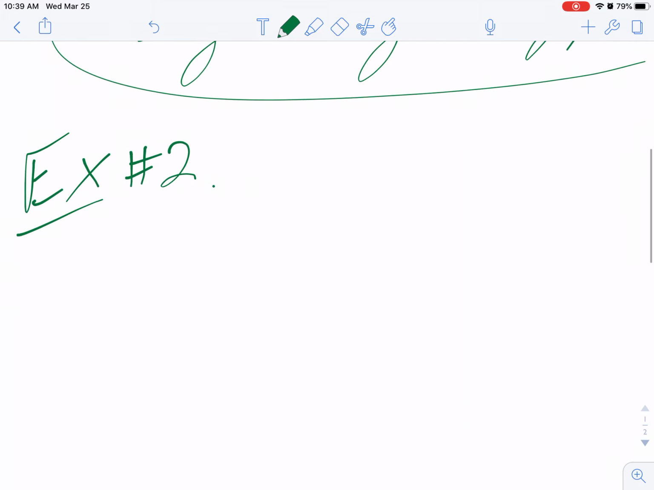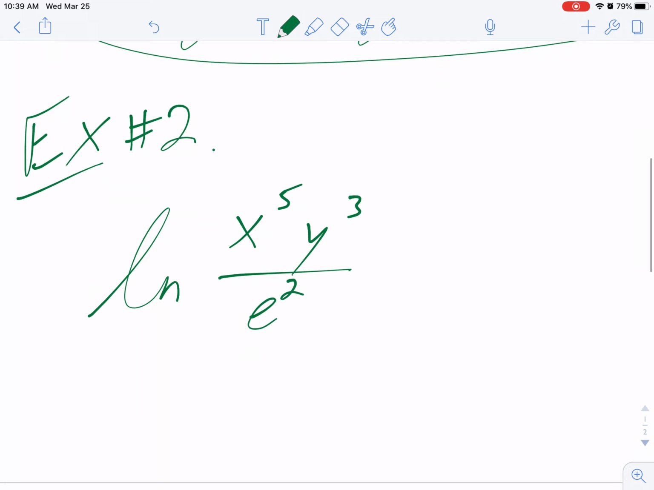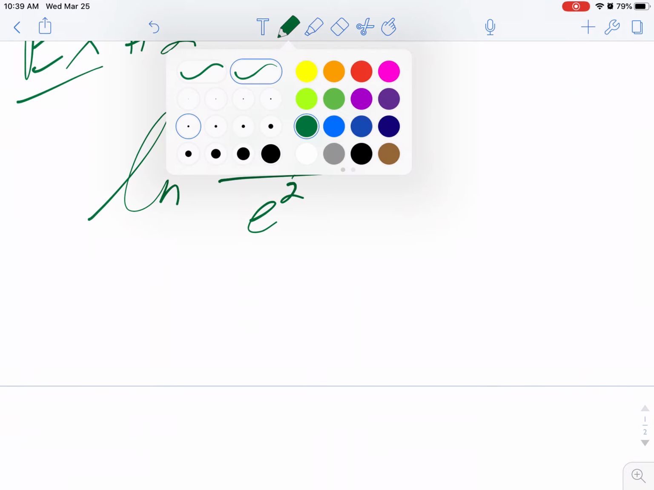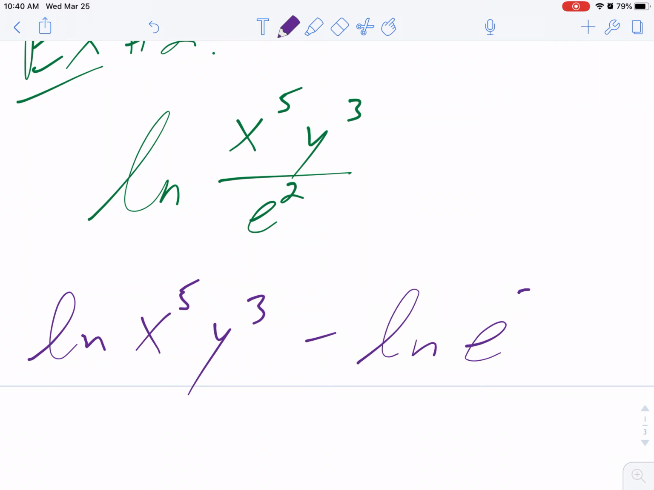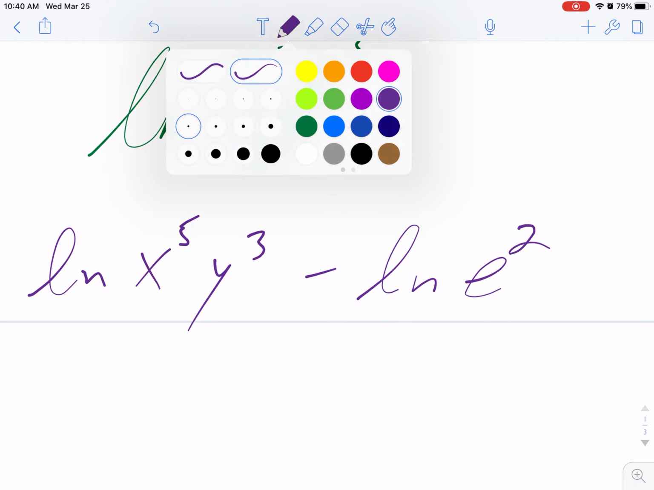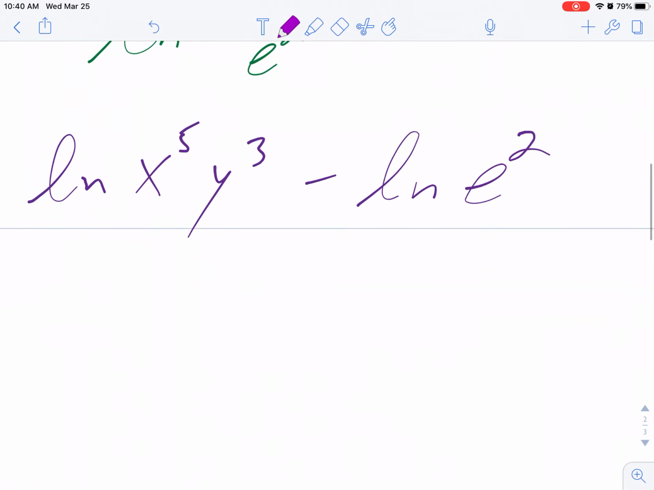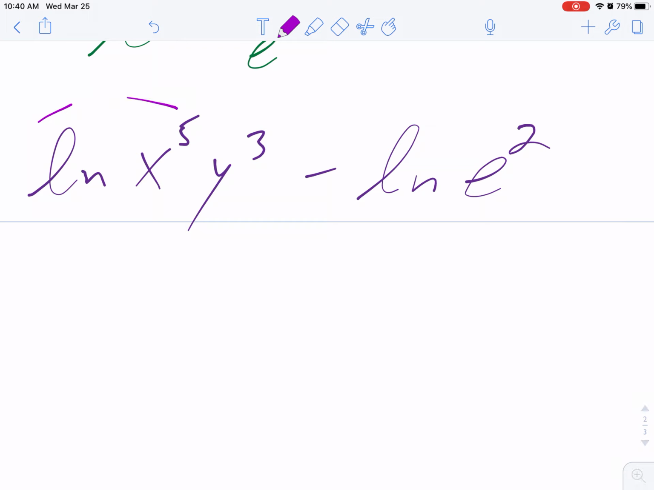If I give you ln x to the 5th y to the 3rd over e squared, again, it's very similar. I would point out that there's a quotient, so we're going to do the quotient rule first. This is going to be ln x to the 5th y to the 3rd minus ln e squared. Do not use the power rule yet. Usually I'll say use that last. Don't just say, oh, I'm going to bring this 5 down, I'm going to bring this 3 down. You've got to have the logarithm isolated before you do the power rule.